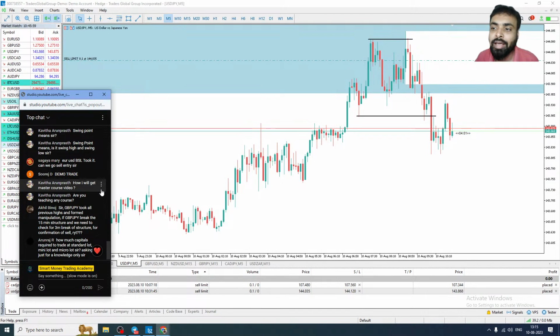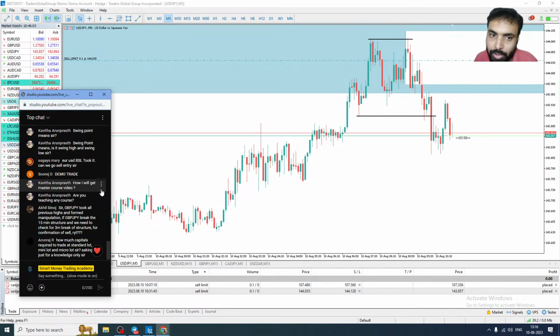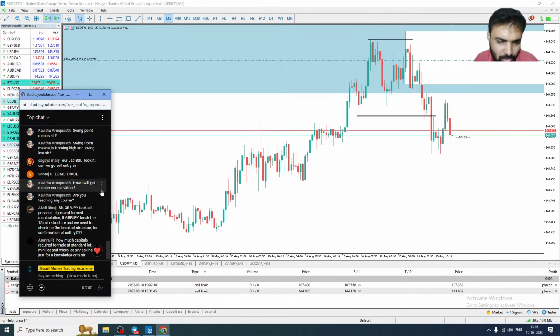So here I think it's 100x leverage. So here I think you need $1,000, not $1,000, $500. $500 for trading standard lot. I think so. Yeah, 500 something.